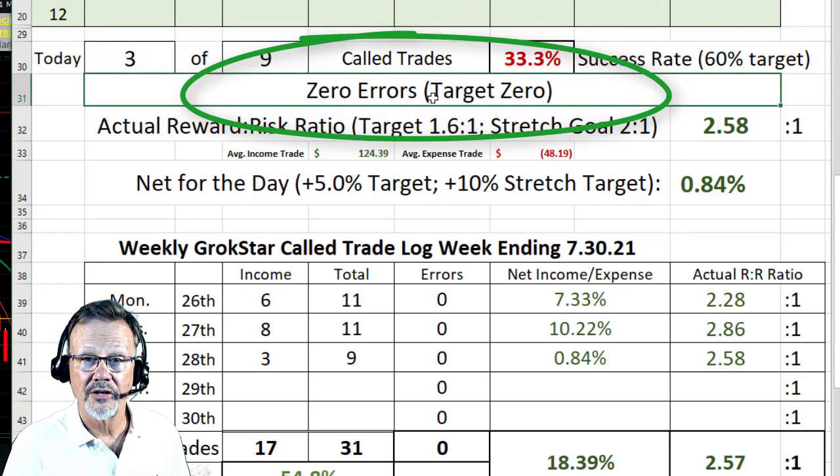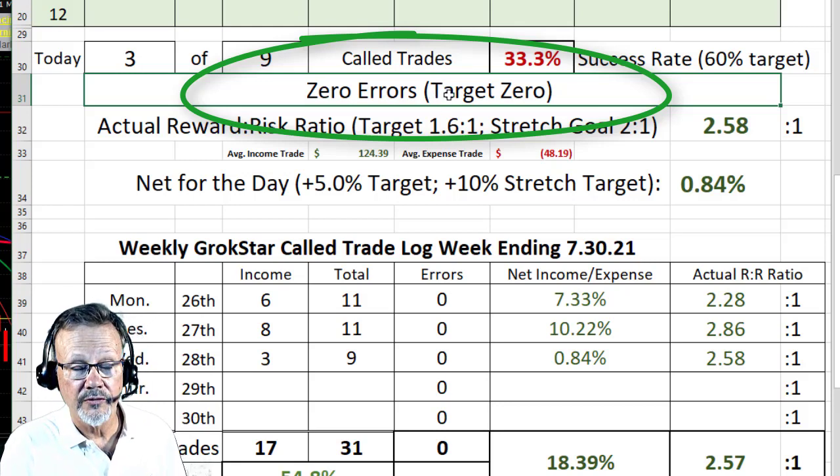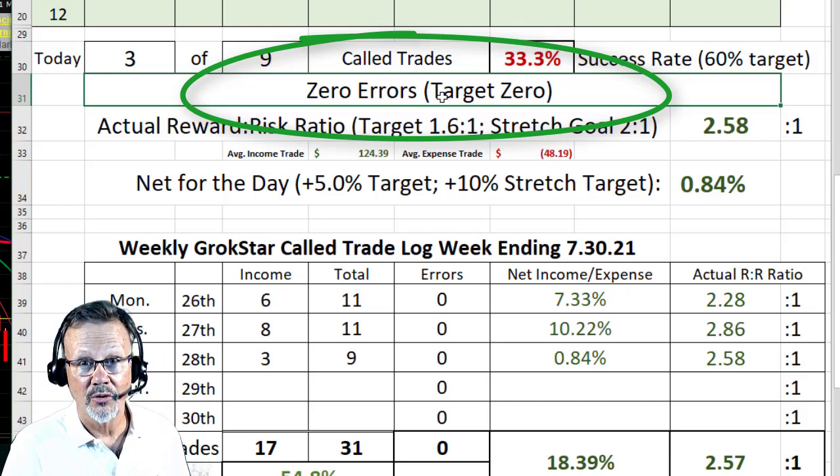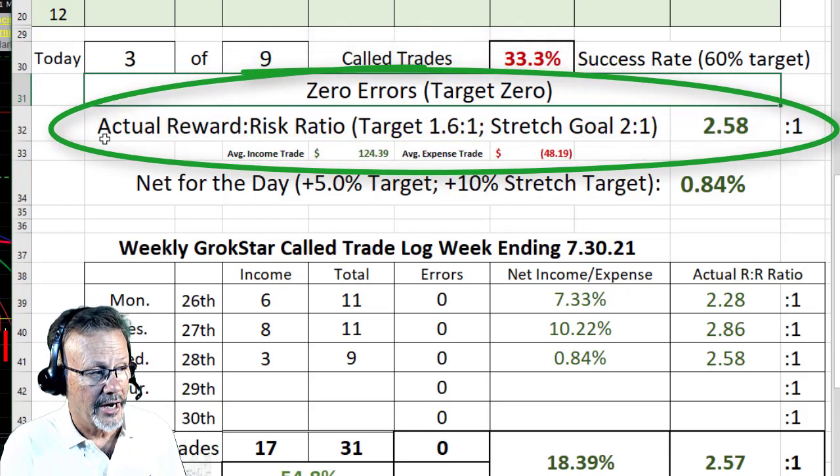I followed my rules going in, followed them going out. So all of these were successful trades. But only 30% of them were income trades. The rest of them were expense trades. Now then, our actual reward risk ratio.